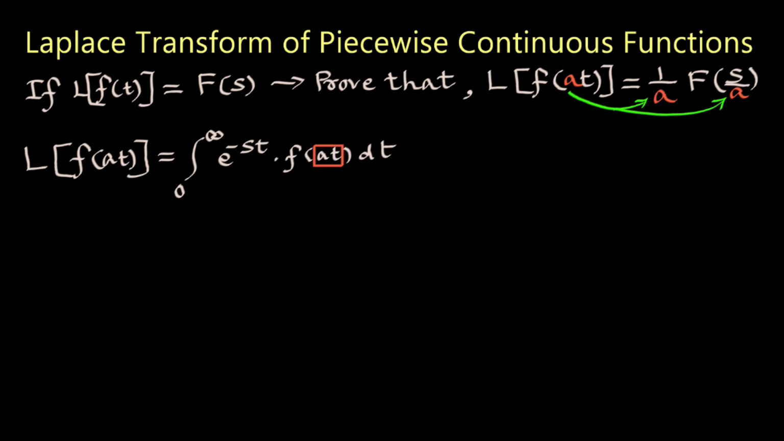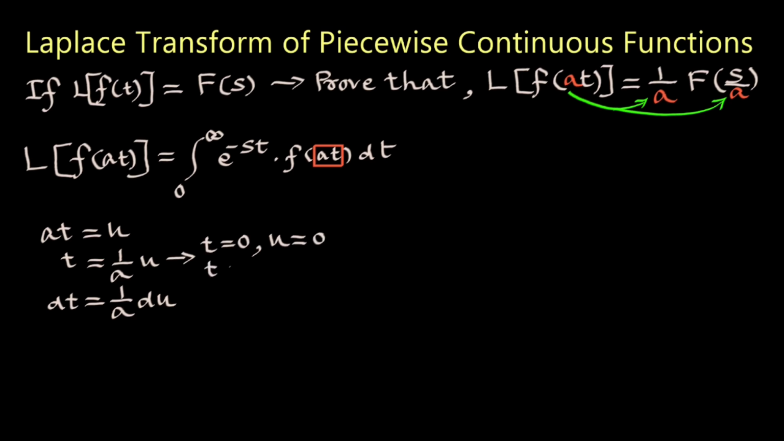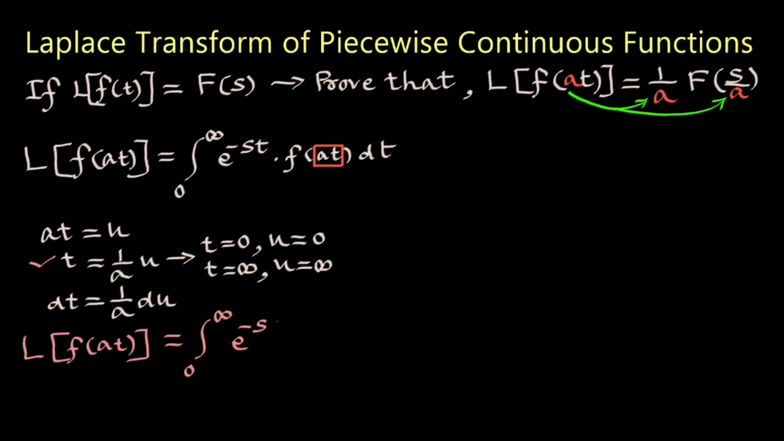So we will substitute this at equals u so that t will be 1 upon a u and its derivative dt equals 1 upon a du. In this substitution, when t is 0, u is 0, and when t is infinity, u is also infinity. So we write the Laplace transform of f(at) as integral from 0 to infinity e raised to, from this substitution, minus s into u upon a into f(u), and for this dt from here 1 upon a du.